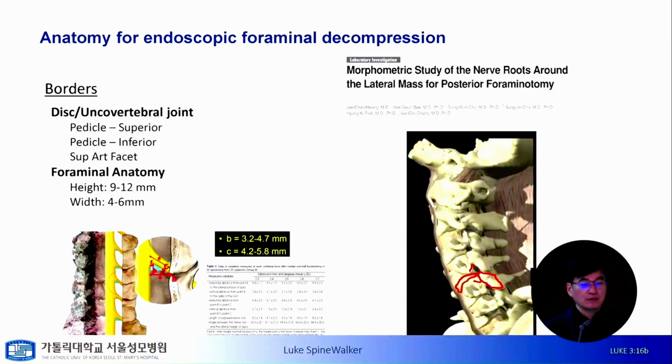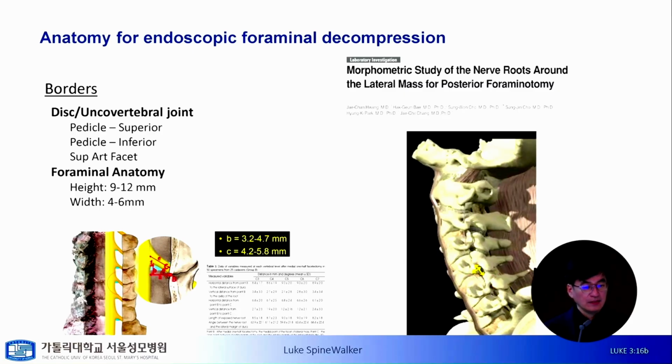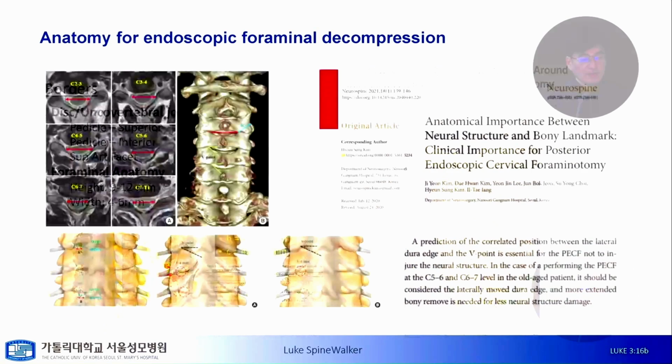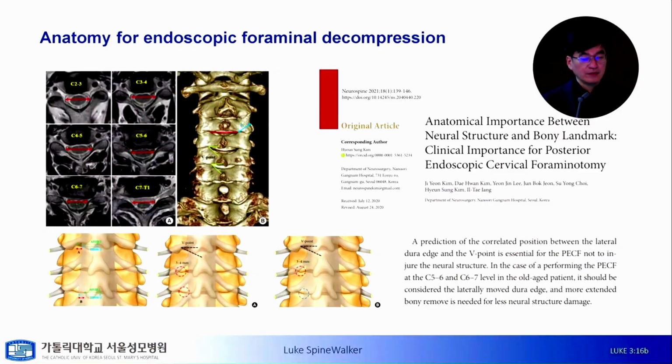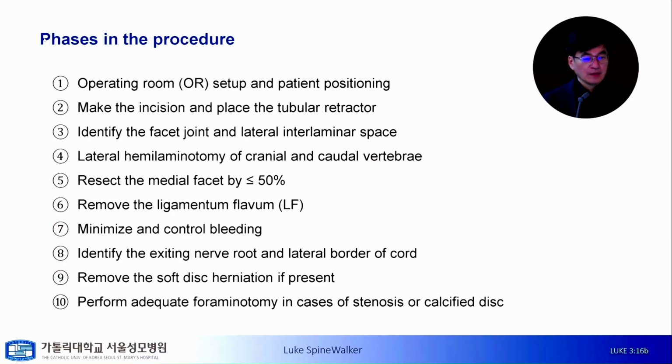Also, anatomy is so crucial. Please review this kind of paper about the cervical foramen, like the nerve root, the anatomy, the uncovertebral joint, and the foraminal height and width. This is one of my friends' papers focusing on the anatomical evaluation of endoscopic cervical foraminotomy.